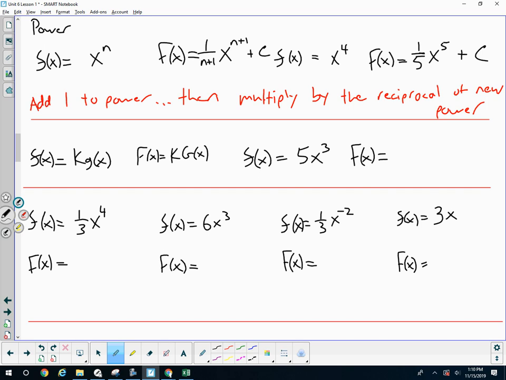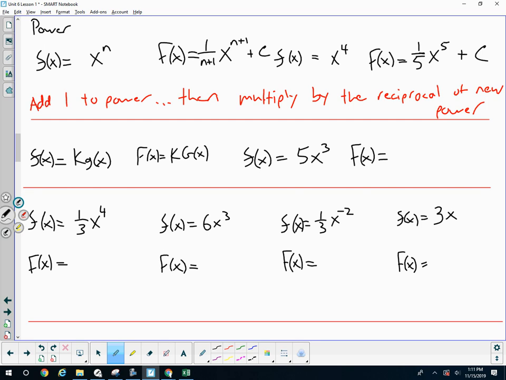So see if you can take the antiderivative of 5x cubed. Add 1 to the power, then multiply by the reciprocal. You can do it, and it just involves practice. And once we've practiced this, we'll be good.